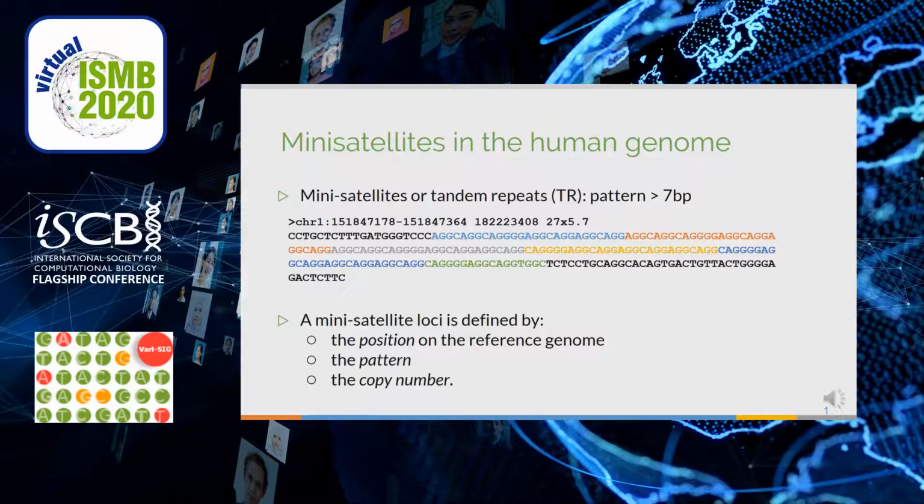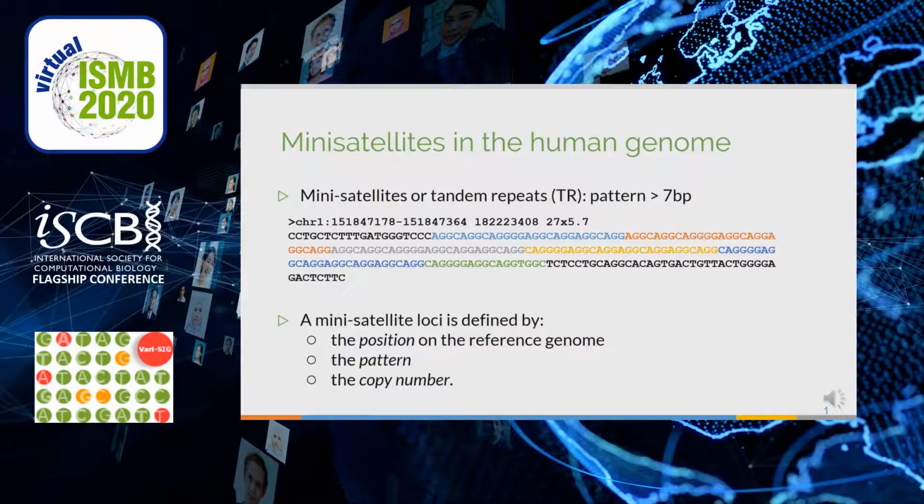Minisatellites, or tandem repeats, are, as the name suggests, patterns of nucleotides repeated right next to each other. The "mini" in minisatellites means that the pattern length is greater than 7 base pairs. A minisatellite locus is defined by its position on the reference genome, the pattern or pattern consensus, and the copy number. Here I show you an example.